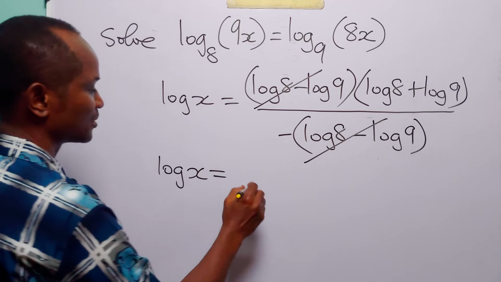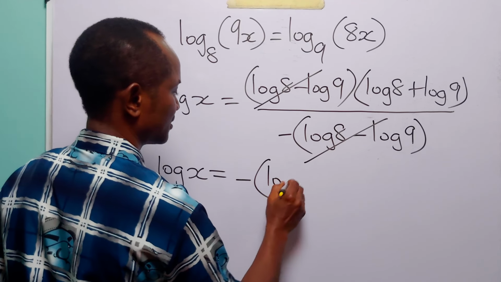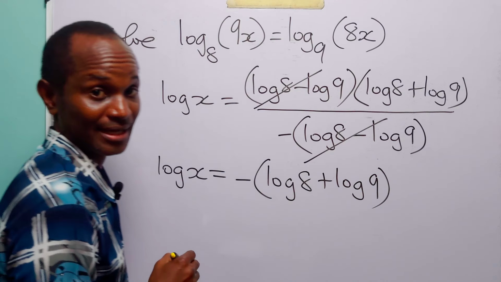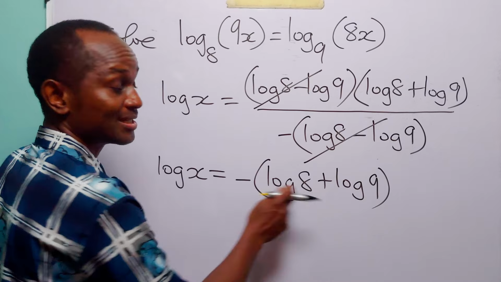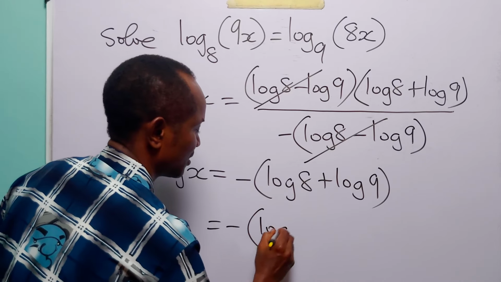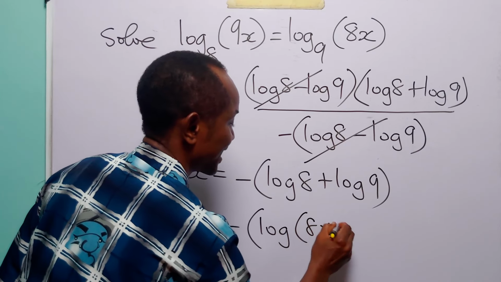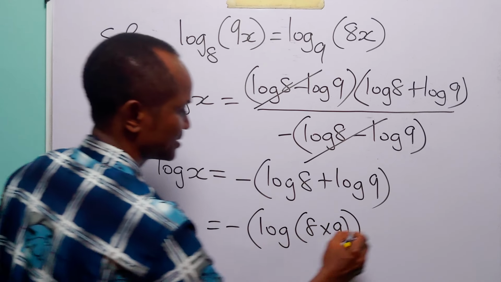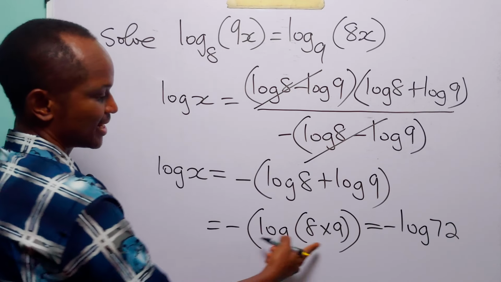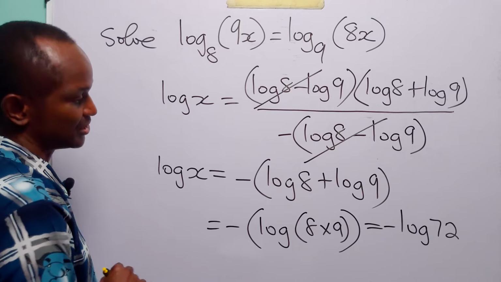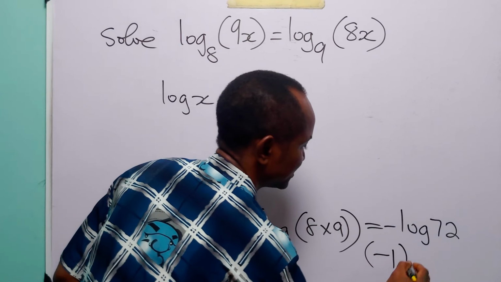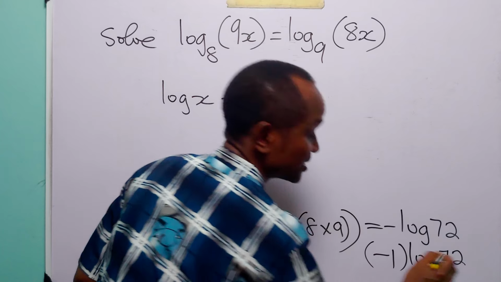log x is equal to minus log 8 plus log 9. But of course, we know that when we add these two logarithms, we are going to have minus log 8 times 9. And this is equal to minus log 72. 8 times 9 is equal to 72. And of course, you know that this is minus 1 times log 72.